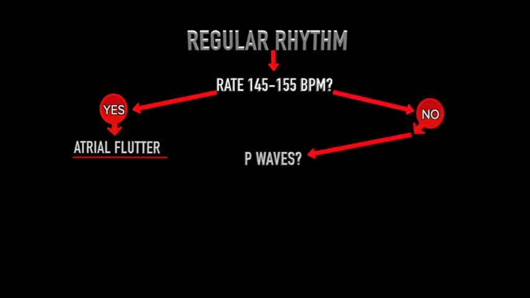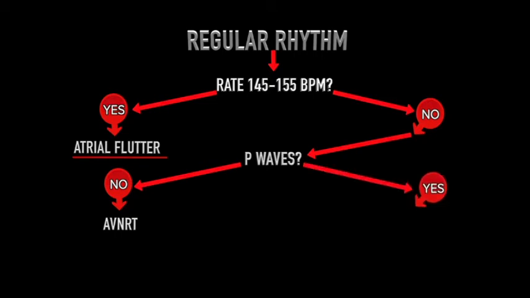If the answer is no, then look to see if you can see clear evidence of P waves. If you don't see P waves, then look to see if there are F waves in any of the frontal leads or V1. If these are not seen, the rhythm is likely to be a common AV nodal reentrant tachycardia. If F waves are present, then the rhythm is likely to be atrial flutter.